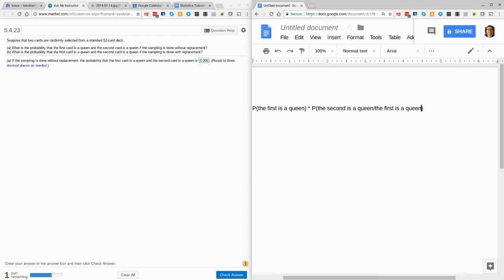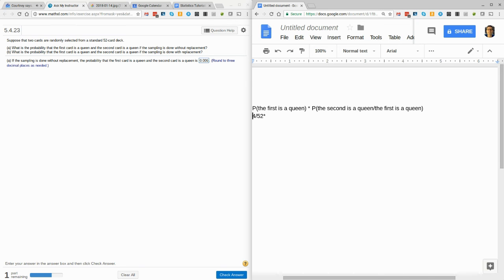Okay, and we're going to do this twice. One in which when you draw the first queen, it gets replaced back into the deck. You see these keywords, without replacement and with replacement. That's the second situation, when you put the queen back in the deck and then you draw again and see if you get a second queen. The probability that you get a queen on the first one is the same in both cases, for both A and B. There's 4 queens in a deck, and there's 52 cards. So you have a 4 out of 52 chance of picking a queen on your first card.